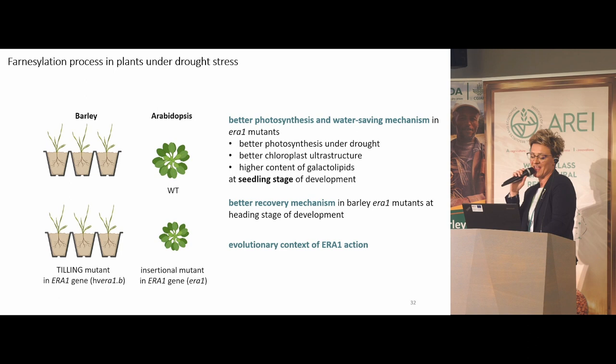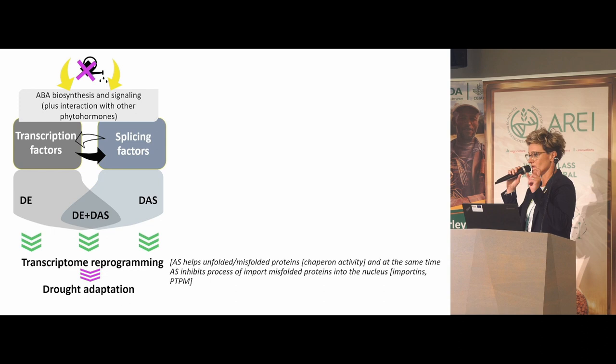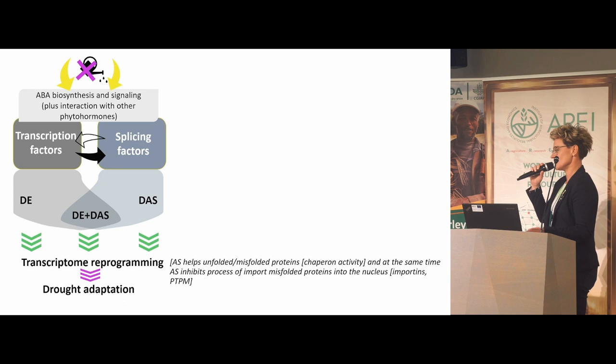So for summarization of the part concerning the alternative splicing, which led us to this ERA1 mutant also, I would like to say that it's kind of interconnected regulations, where transcription factors interplay with splicing factors to establish proper transcriptome reprogramming. And what we notice also, but it's just a kind of shy hypothesis right now, it looks like alternative splicing helps plants somehow with unfolded, misfolded proteins, for example, via chaperone activity.